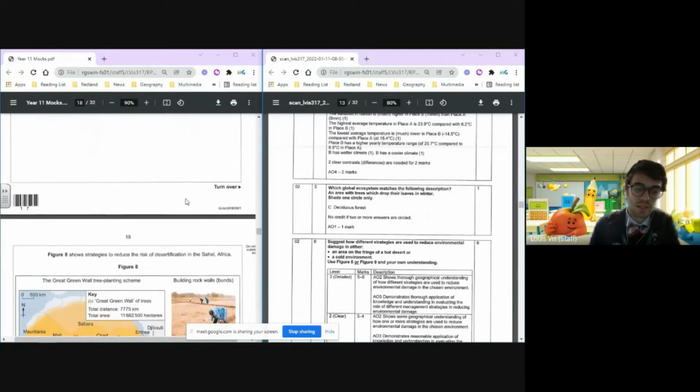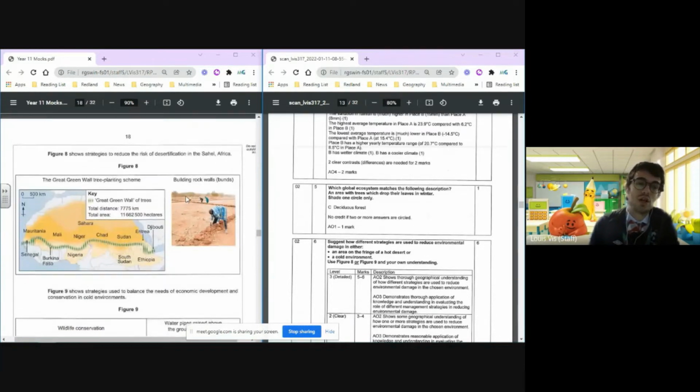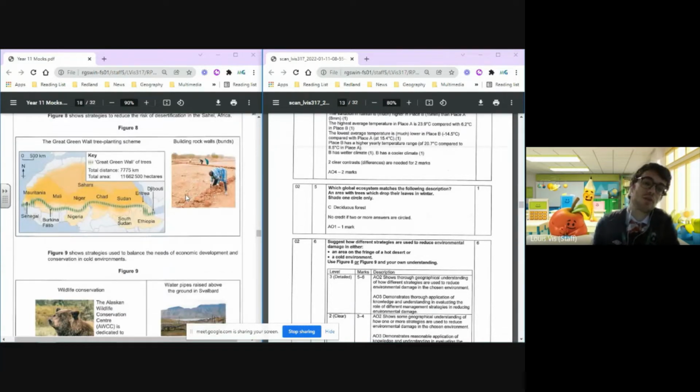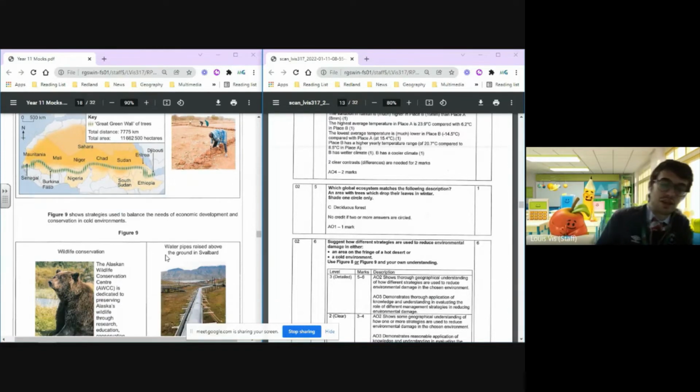2.6. We're looking at a picture. So a figure there, and the figure was showing us the Great Green Wall of Africa going from Senegal to Djibouti. We looked at building rock walls there, which are called bunds, and then you had figure 9 that talked about wildlife conservation and water pipes in Svalbard.